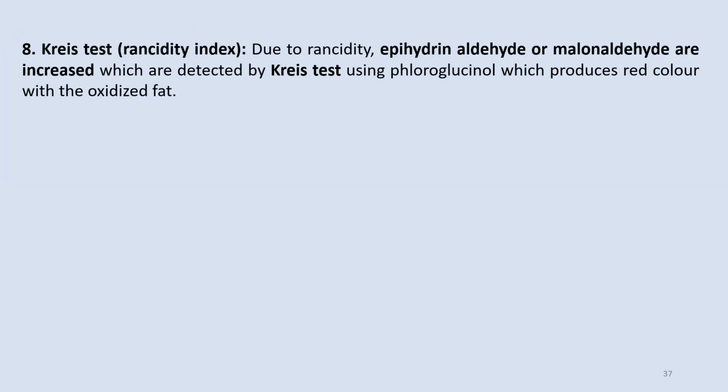Kreis test, it can be called the rancidity index. Due to rancidity, epihydrin aldehyde, which has a bitter taste, or malonaldehyde, are increased. These are detected by the Kreis test using phloroglucinol, which produces a red color with the oxidized fat.